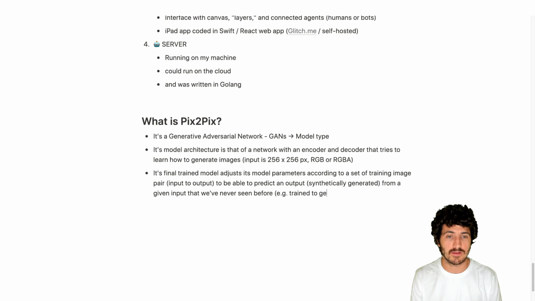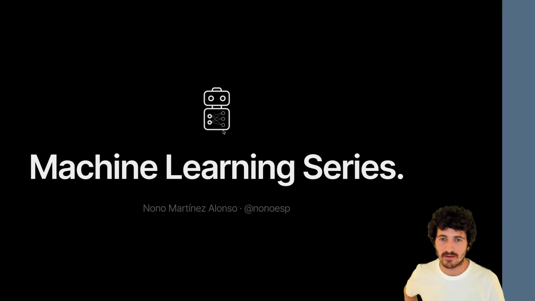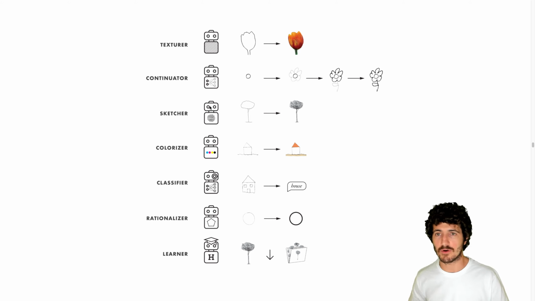trained to generate daisies or trees, or to colorize black and white images. So that's Pix2Pix, that's the model that we have. These three share the same model type and model architecture, but have a different trained model. So we have three different trained models.